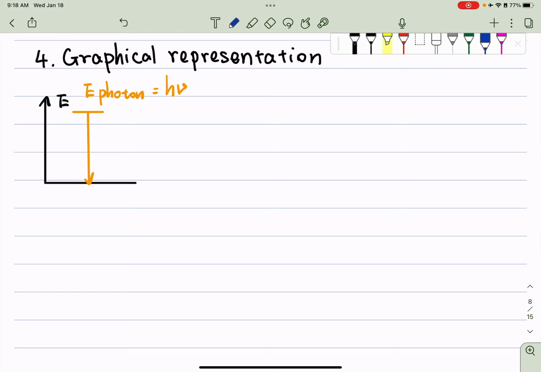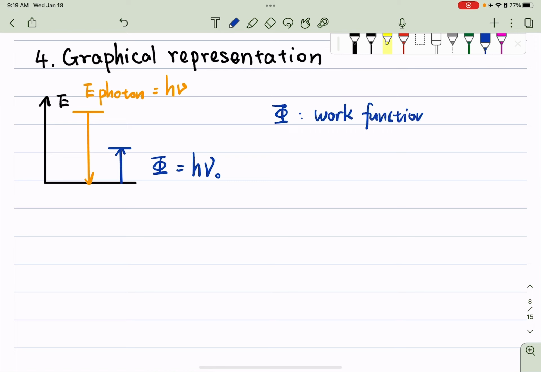And then that electron needs to pass through some threshold. That threshold is what we call the work function, phi, equals the Planck constant times mu naught. Mu naught is our threshold frequency, h is our Planck constant, and this phi is the work function of the photocathode.